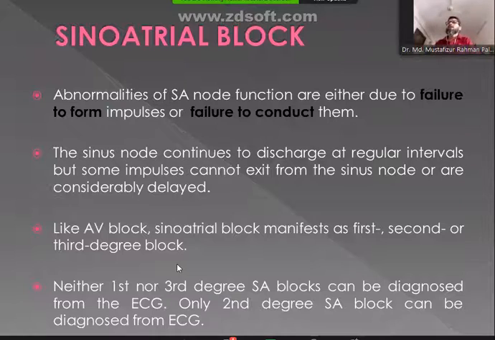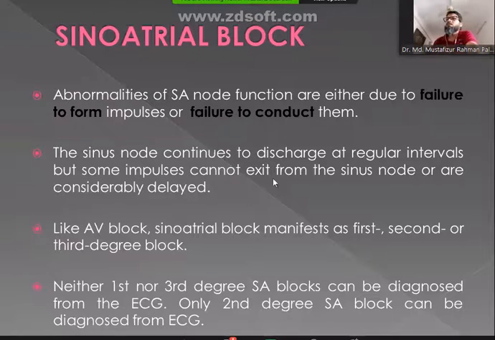The next one is sinoatrial block. This is an abnormality of SA node function, either due to failure to form the impulse or failure to conduct. The mechanism I have already told you: failure to form or generate the impulse, or failure to conduct it. The sinus node continues to discharge at a regular interval, but some impulses cannot exit from the sinus node. That is the problem in conduction.